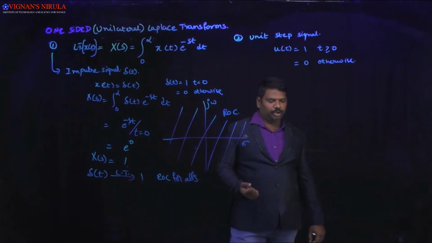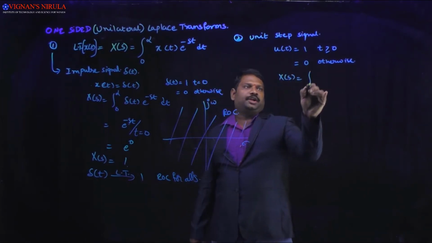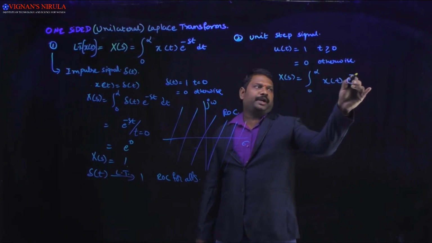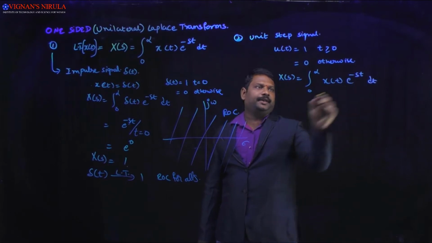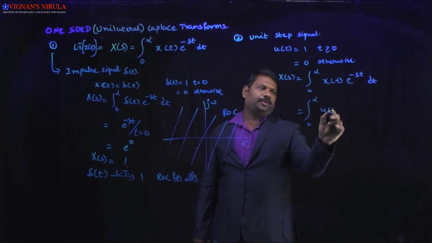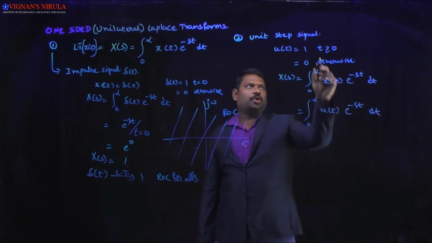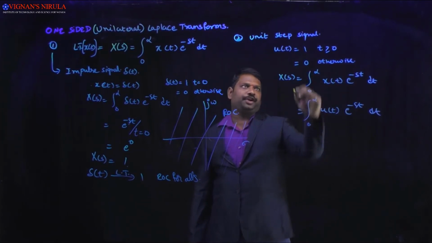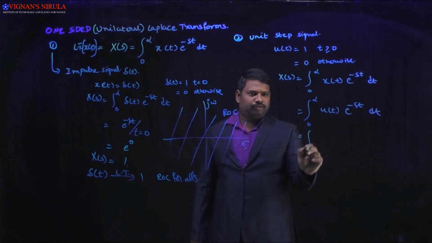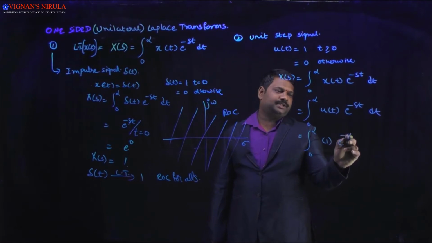Next, coming to taking the Laplace transform, X of s is equal to the integral from 0 to infinity of x of t e power minus st dt. What is x of t? It is u of t. As u of t is also defined from 0 to infinity, the limits will be the same. That is the integral from 0 to infinity of 1 times e power minus st dt.